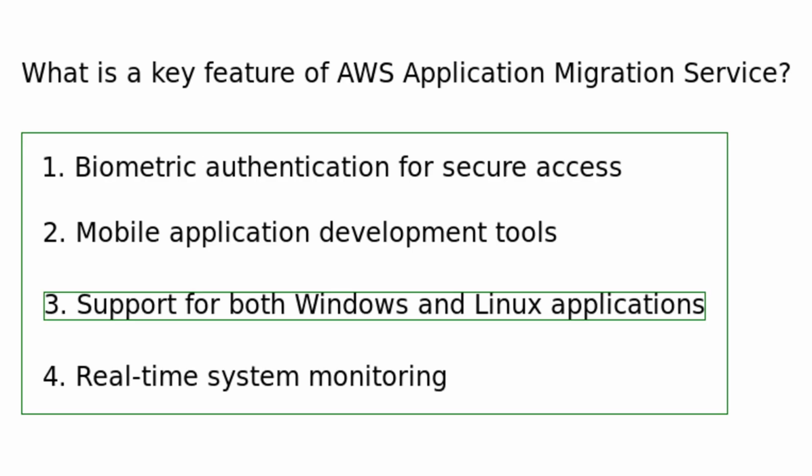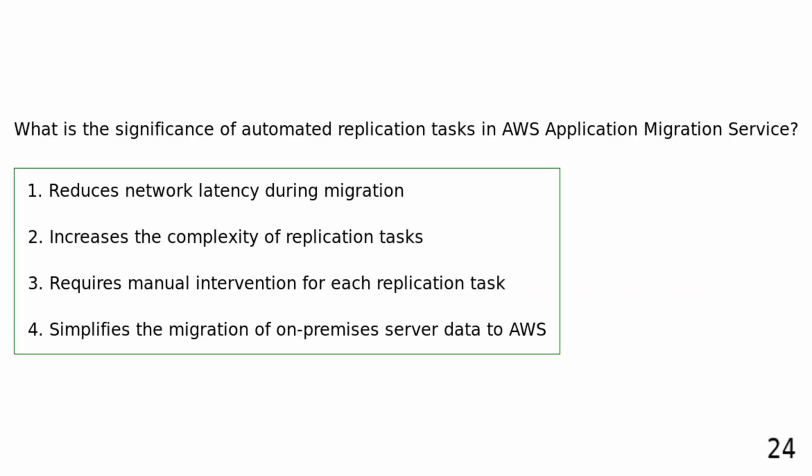A key feature of AWS Application Migration Service is its support for both Windows and Linux applications, catering to a wide range of users. What is the significance of automated replication tasks in AWS Application Migration Service?